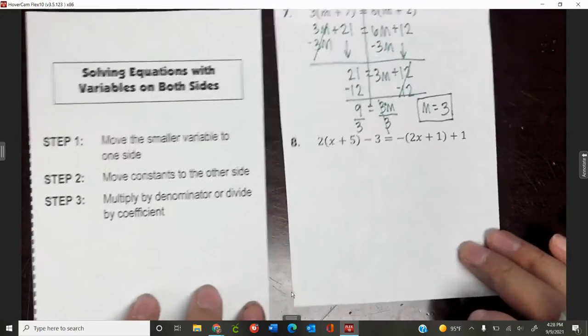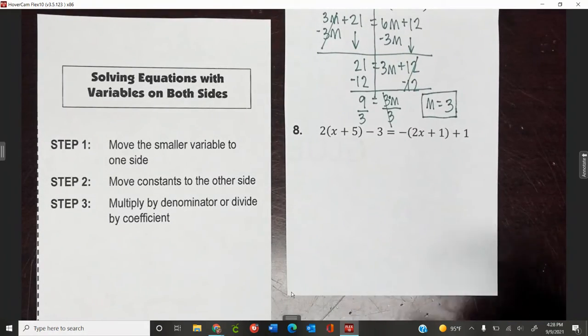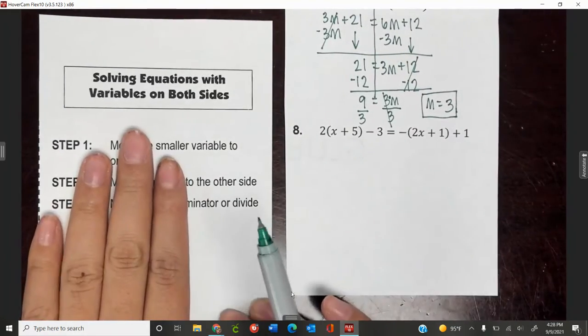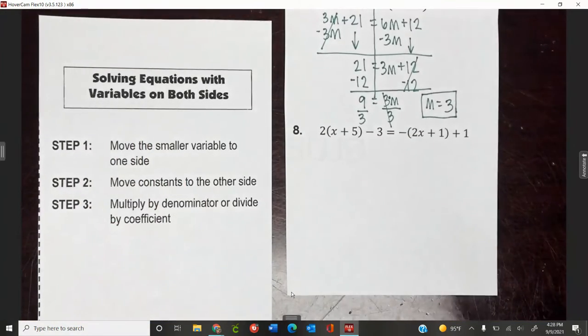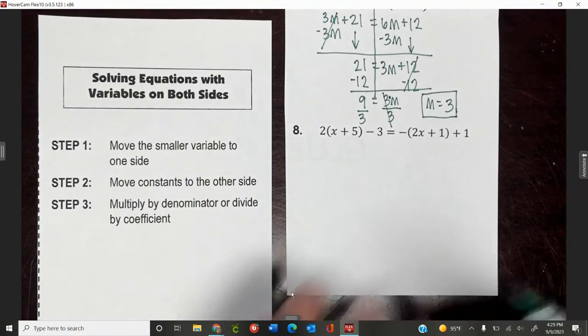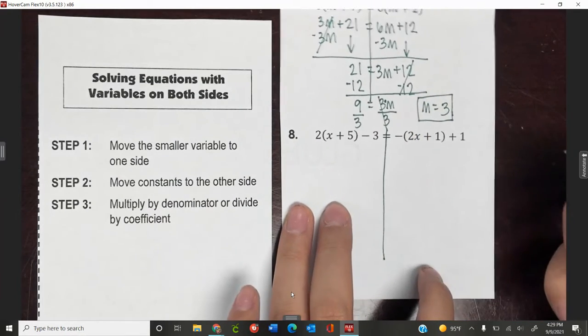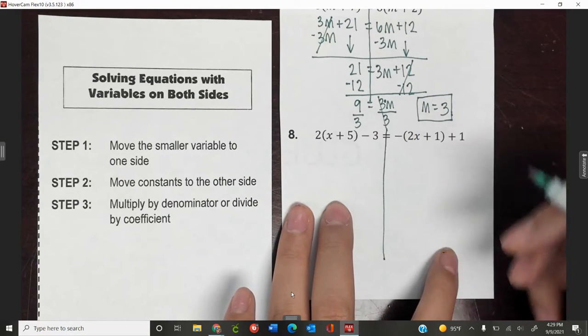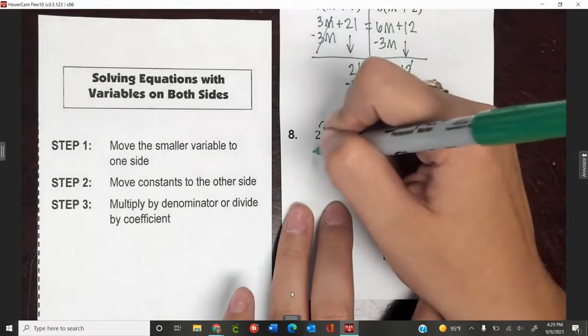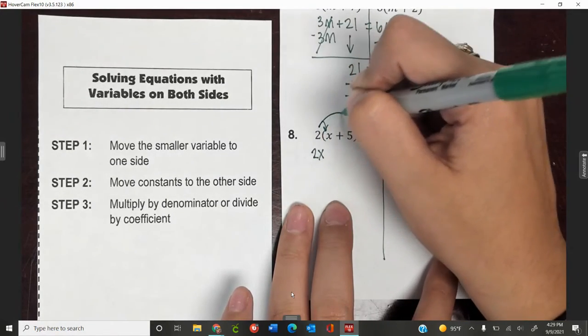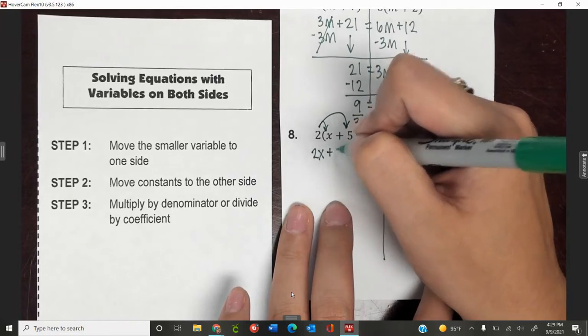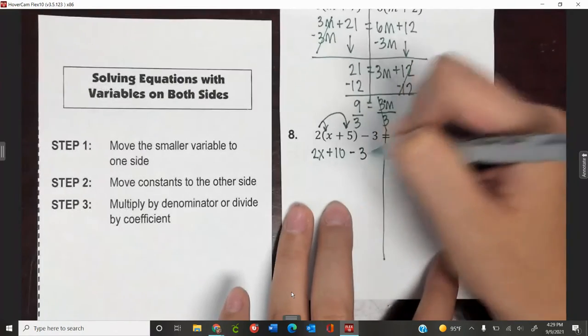Okay. Lastly, let's go ahead and look at number 8. Again, before we can get to our steps, we have to take care of any distribution and combining like terms. So to start off, draw a line through your equal sign. Step 1 was to distribute. So 2 times x is 2x. 2 times 5 is 10. And then you want to bring down the minus 3.